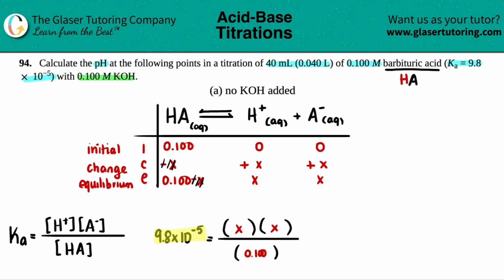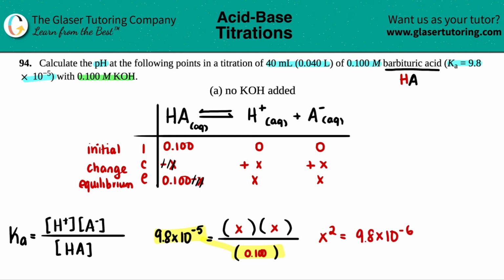Back to the math. Cross multiply. And then x times x is x squared, right? So we got x squared equals 9.8 times 10 to the negative 5th times 0.1. So 9.8 times 10 to the negative 6th.